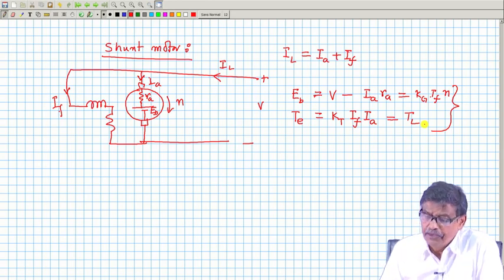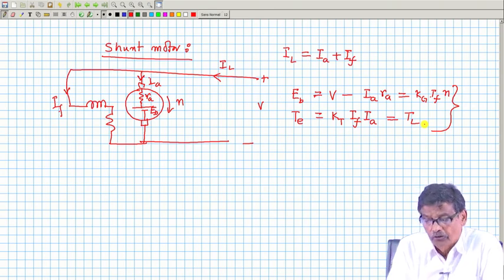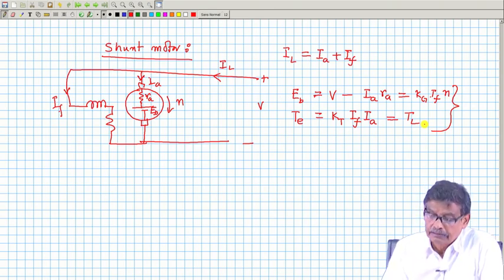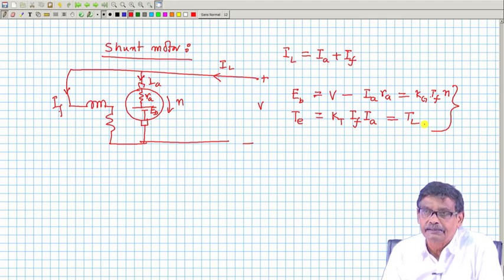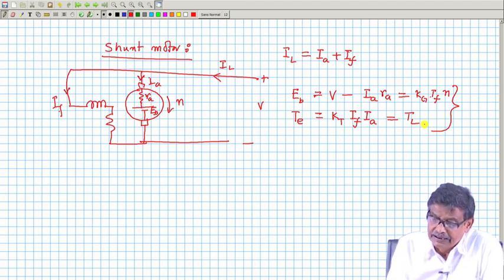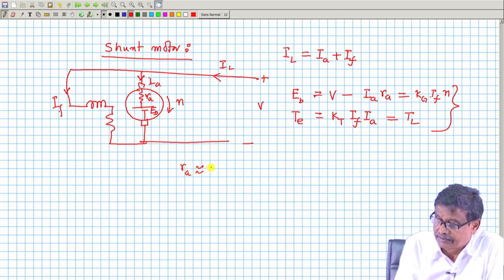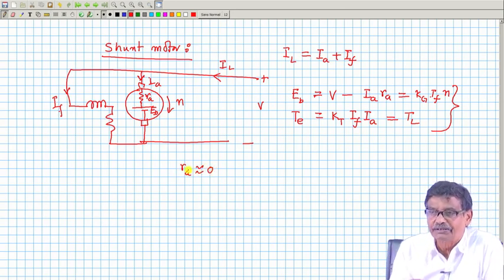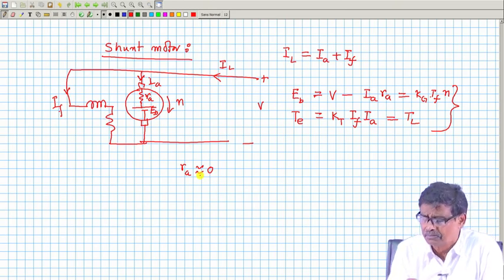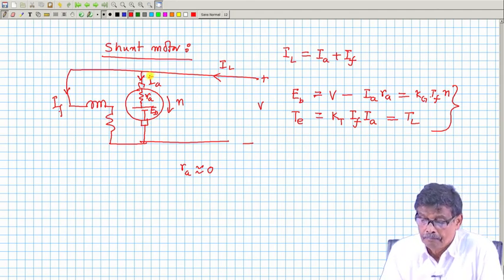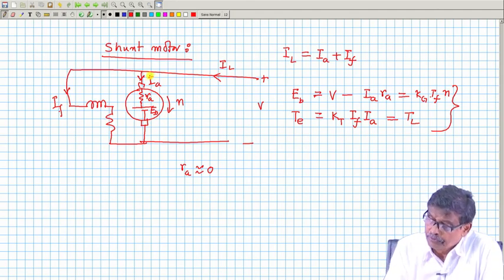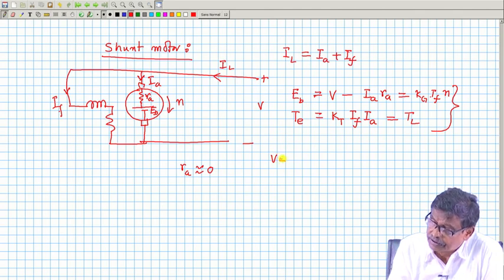Acha, if you are following me correctly, suppose I say that in this DC machine R A is vanishingly small. I am just asking one simple question: R A is equal to 0, vanishingly small, you neglect the I R A drop compared to the applied voltage. Suppose applied voltage is 200 volt.